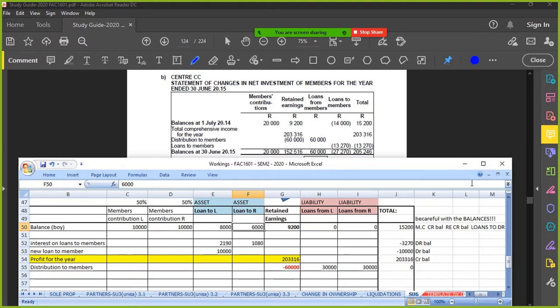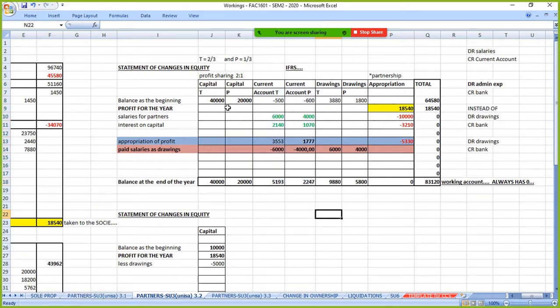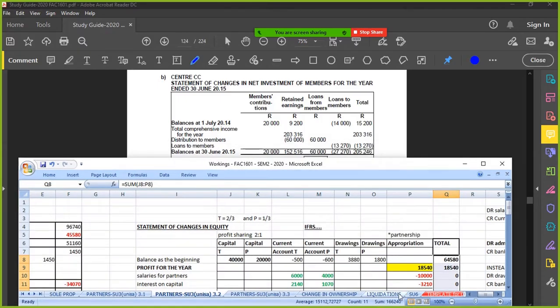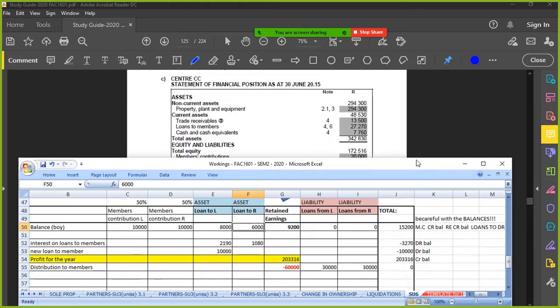If you go back to partnerships, let me show you partnerships quickly. There, partnerships, we just totaled right across. Totaled right across, total right across, total right across. That's all to get that total column. Happy? Yes. All right, perfect.